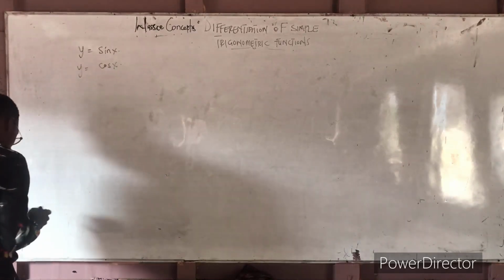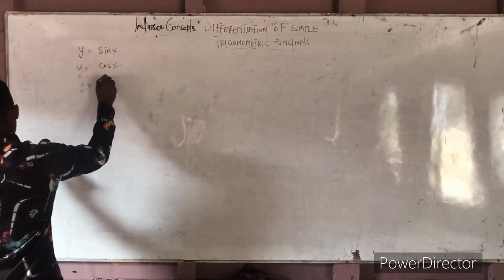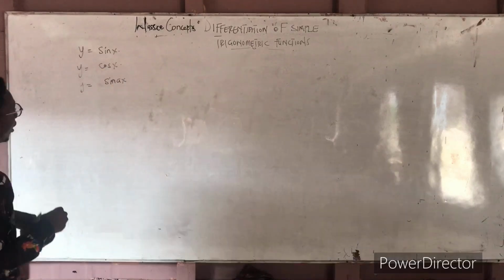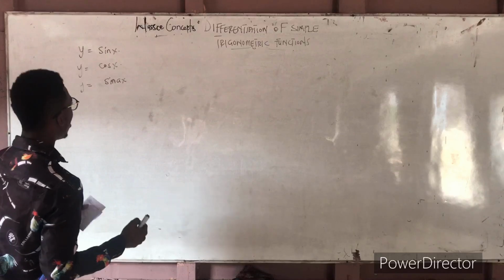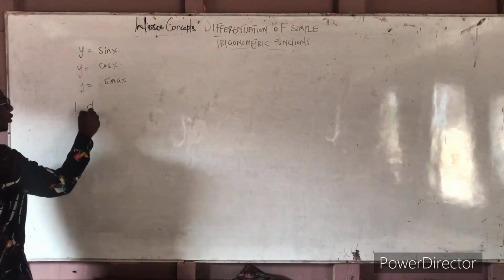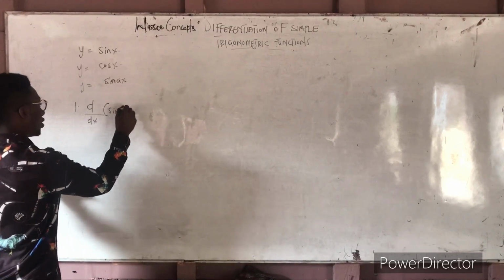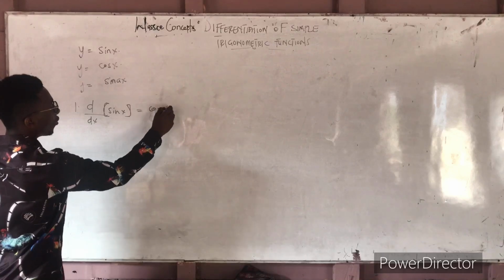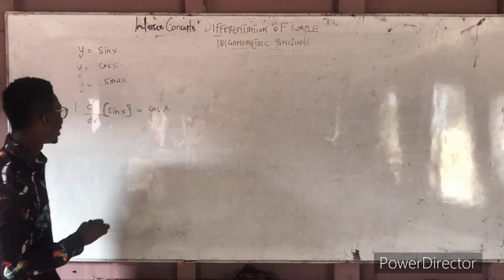If you have a function of this nature, and also if you want to look at y is equal to sine of ax, and we want to find the derivative of this function. One, dy/dx of sine of x is always equal to what? Cos x. dy/dx of a function sine of x is always equal to cos x.